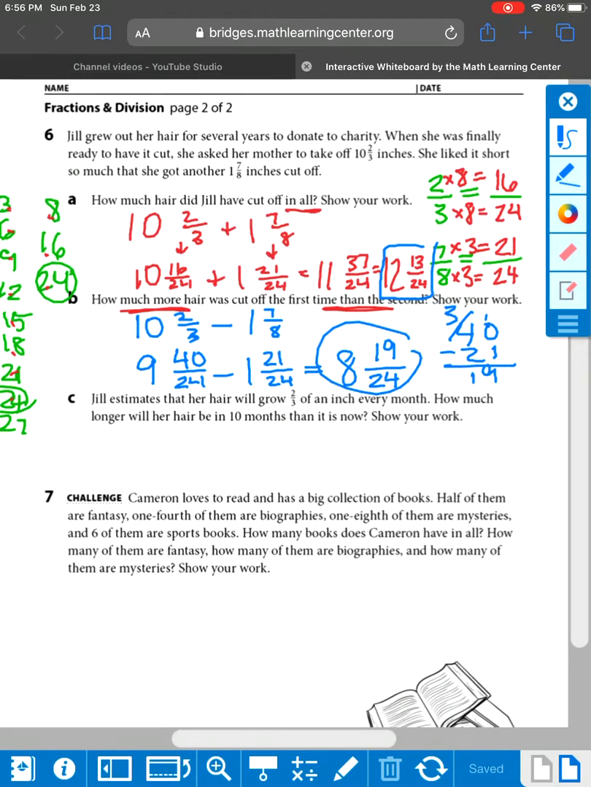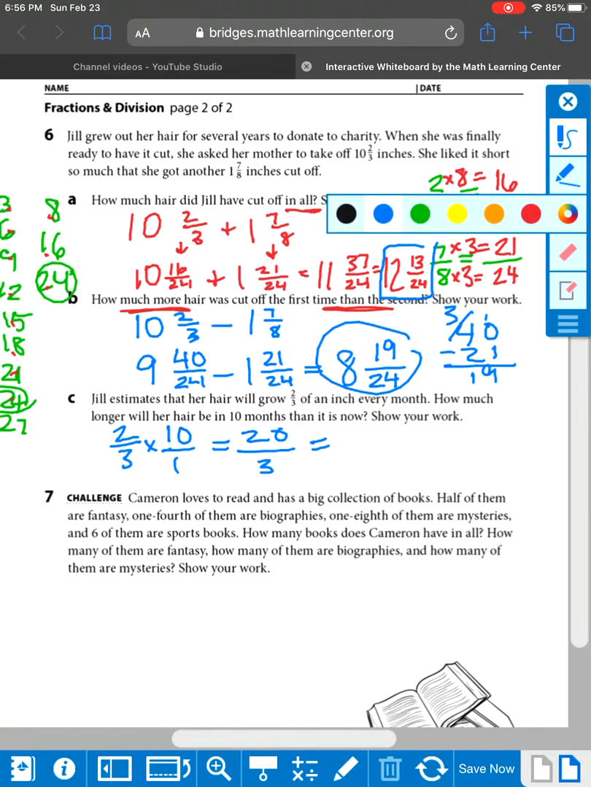Now, last problem. Jill estimates that her hair will grow 2/3 of an inch every month, and we want to know how much longer it'll be in 10 months. So I could add 2/3 together 10 times repeatedly to show each month it grows 2/3 of an inch, or to make my job faster, I can multiply 2/3 times 10, which if I do it the long way, I would do 2/3 times 10 over 1. So 2 times 10 would give me 20 thirds. And if I make that a mixed number, I think, all right, well, how many times am I going to be able to skip count by 3s, or how many groups of 3/3 am I going to be able to get out of 20 thirds?